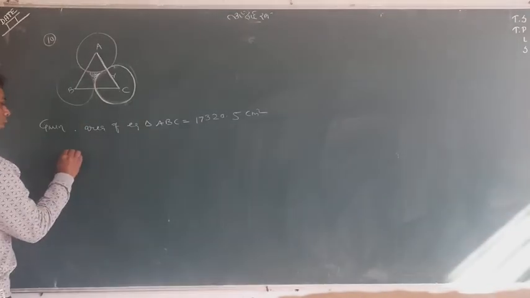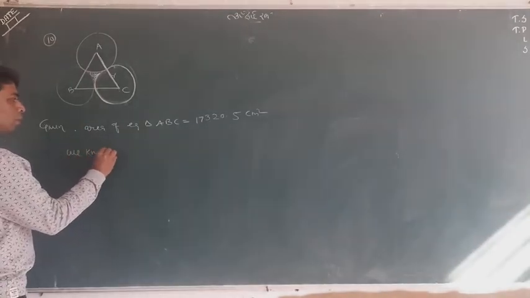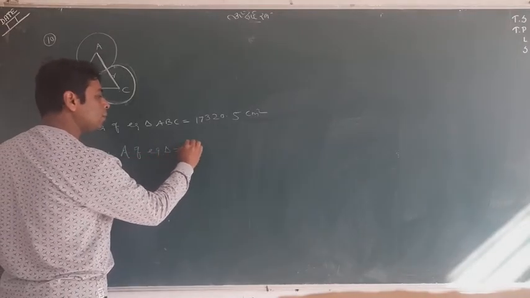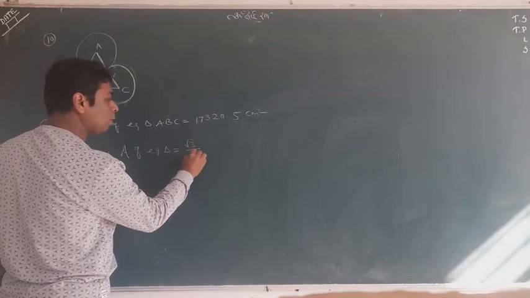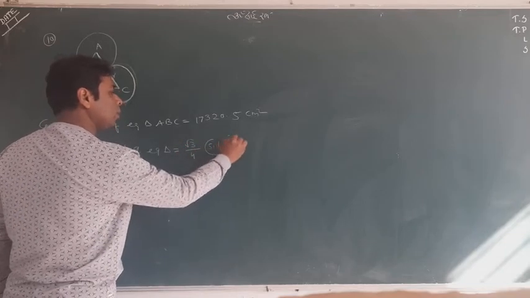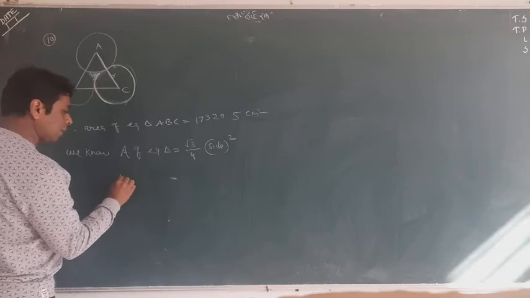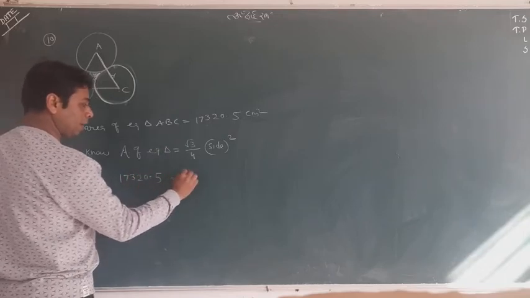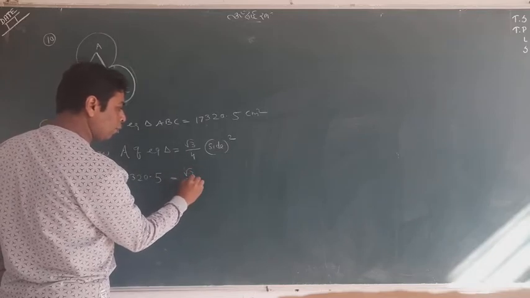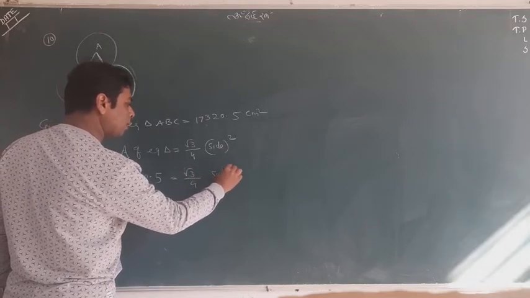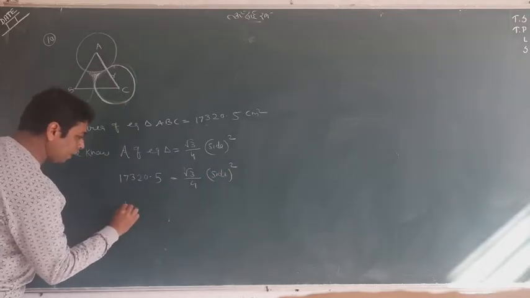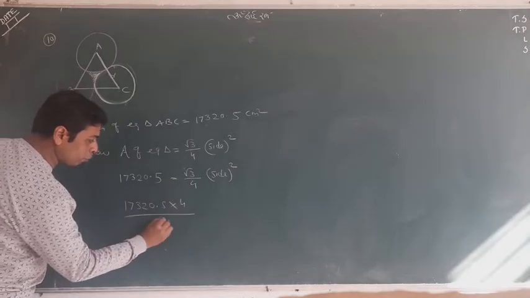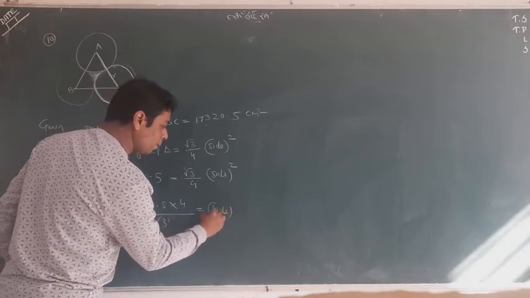And how can we find it? We know the area of an equilateral triangle is root 3 by 4 side square. The area of the equilateral triangle is given as 17320.5, equal to root 3 by 4 side square. That 4 will multiply here, so 17320.5 into 4 upon root 3 is equal to side square.